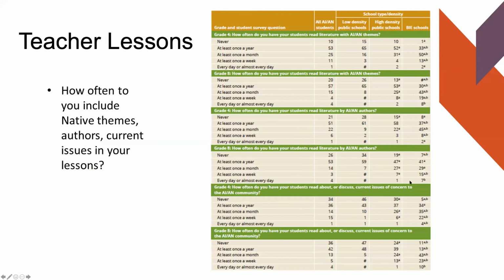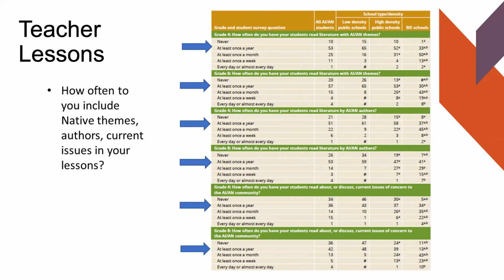And again, you see that same pattern in terms of reading literature. How often do you have your students read Native authors? How often do you have your students read about, discuss current issues or concerns to the American Indian community, both at the 4th grade level and the 8th grade level? I know this is a lot of data on the screen right now, but if you can't see it, I'll point it out for you. The most common response, of course, is once a year. And of course, we know when that is, right?